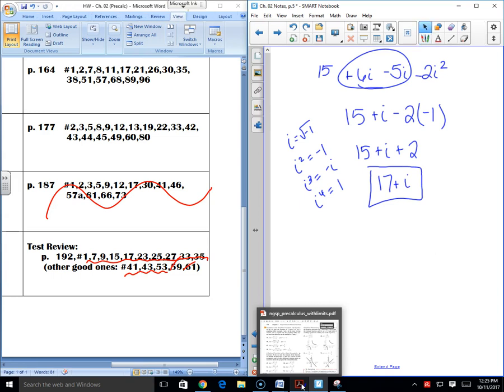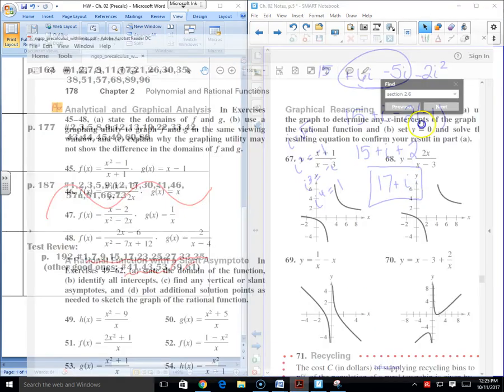And in section 2.4, what wasn't on the quiz, doesn't dividing get tricky? You have to multiply top and bottom by an i or by a conjugate. You might want to look at division. To match it up to simplify.